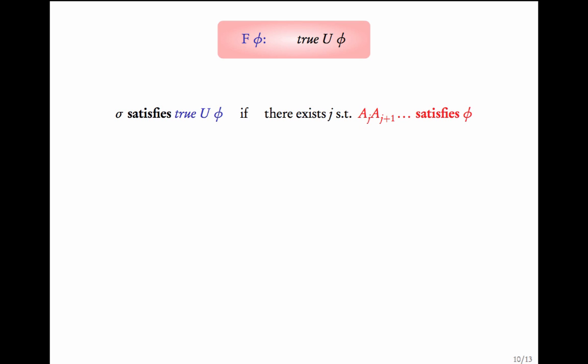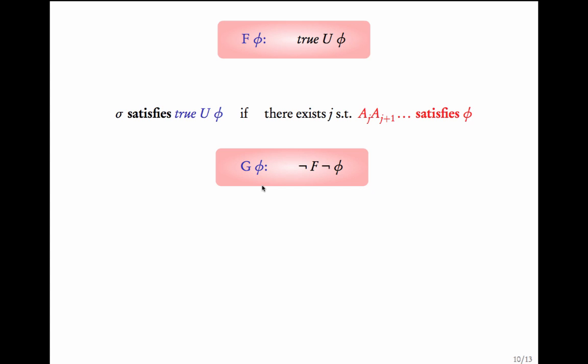And what we have is that sigma satisfies true until phi if there exists a j such that the word aj plus 1 satisfies phi. This was the semantics of f. If phi had been p1, say, this would have boiled down to saying there exists a j such that aj satisfies p1.